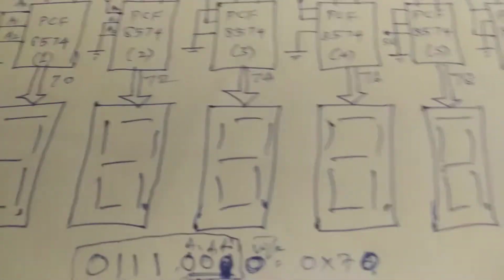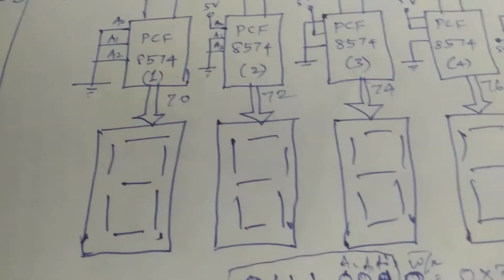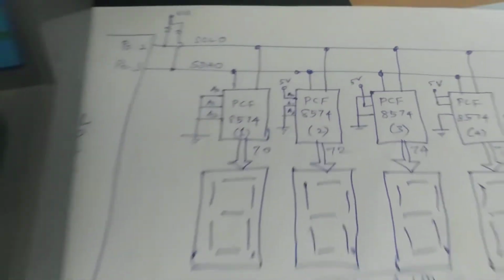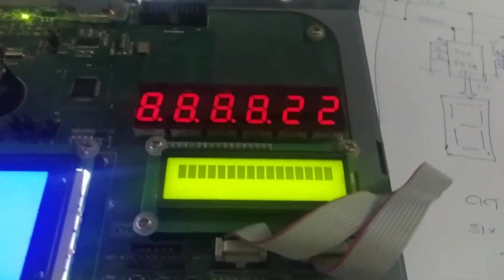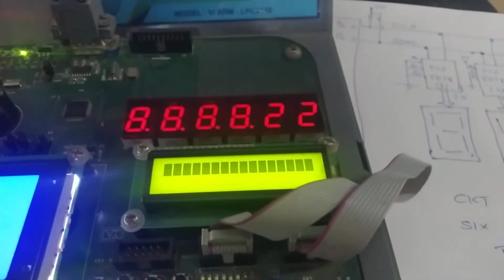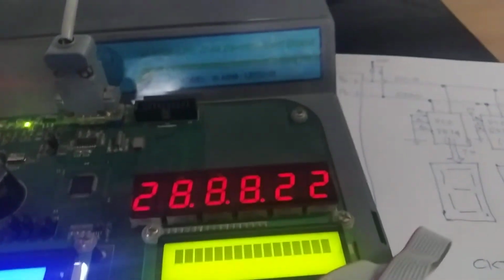What is 70? 70 is the most significant PCF8574's I2C address, and we are expecting 2 here now. It's programmed. So programming mode to execution mode. Resetting this. Yes, we are getting 2 here.